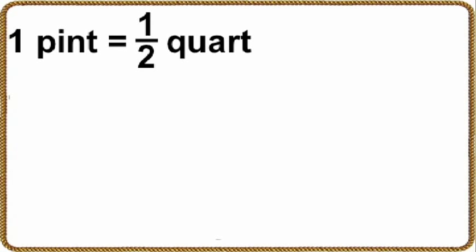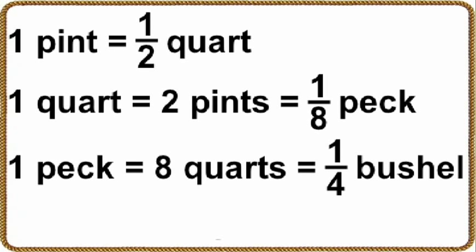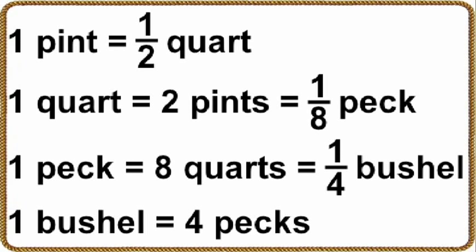1 pint is equal to 1/2 of a quart. 1 quart is equal to 2 pints. It's also equal to 1/8 of a peck. 1 peck is equal to 8 quarts. It's also equal to 1/4 of a bushel. 1 bushel is equal to 4 pecks.